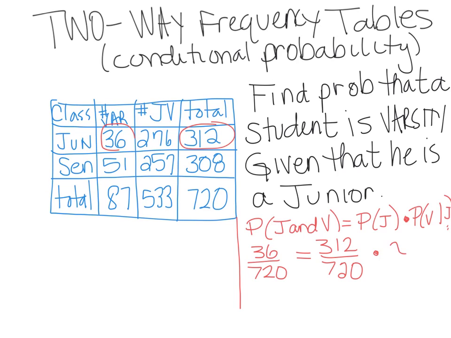Well, that's just what I'm asked about, so let me call it x. Okay? That's what we're asked to find. So when I go ahead and start calculating this, the 720s are going to cancel. I end up with 36 over 312 is equal to x. You can work that out, 12 over 104, and you get approximately 11.5%.